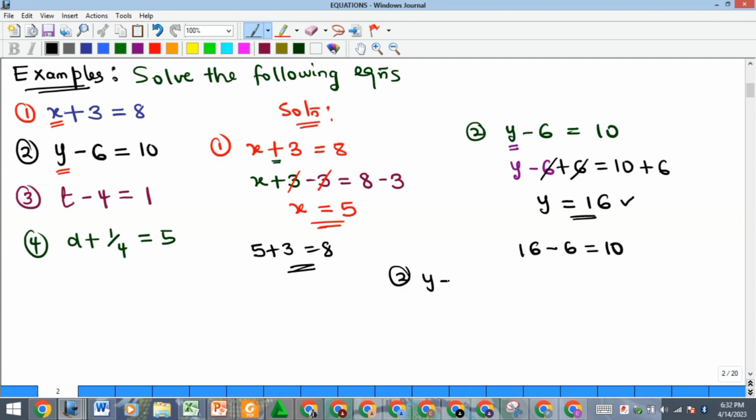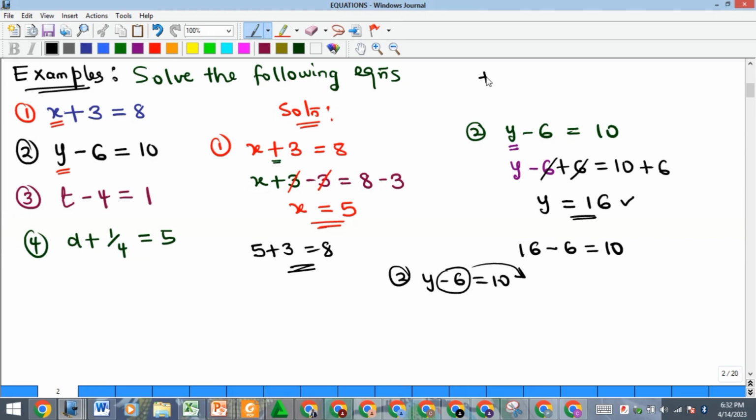I have y minus 6 to be equal to 10. I can actually decide to bring everything I have here standing with y to the other side of the equation. That's also another way of ensuring that my y is alone. And to do that, I want you to take note of this.